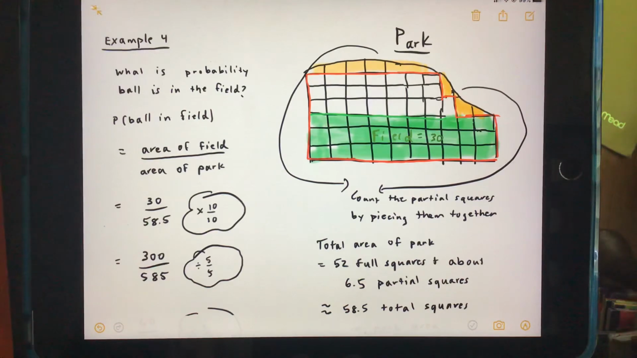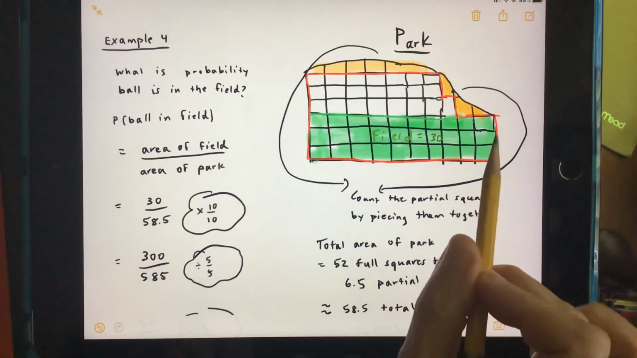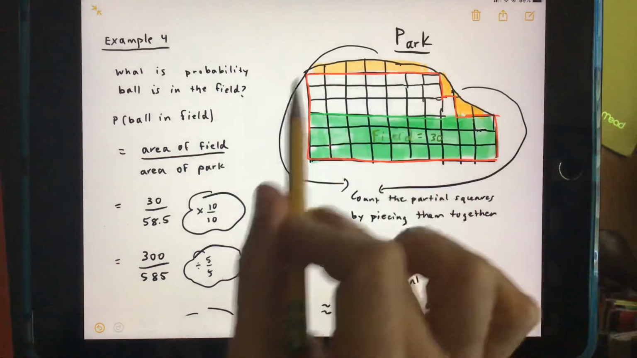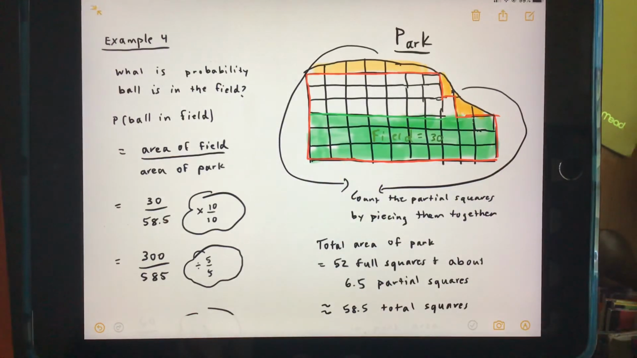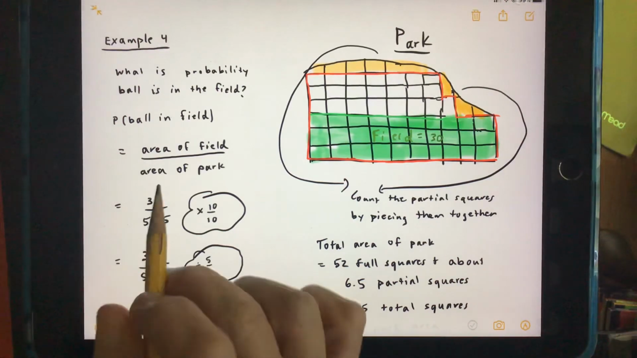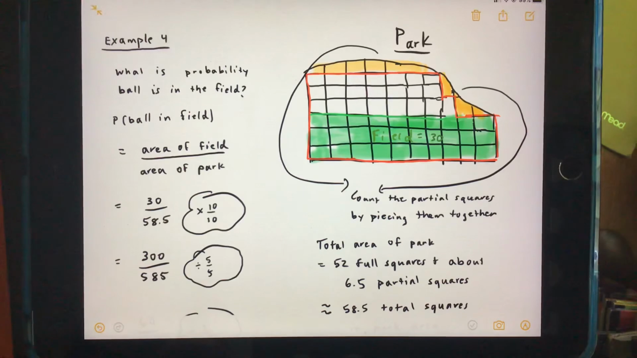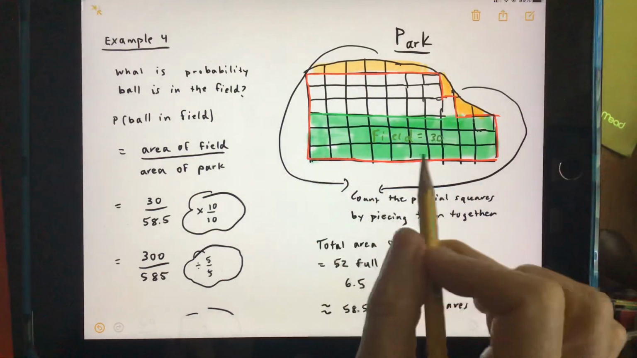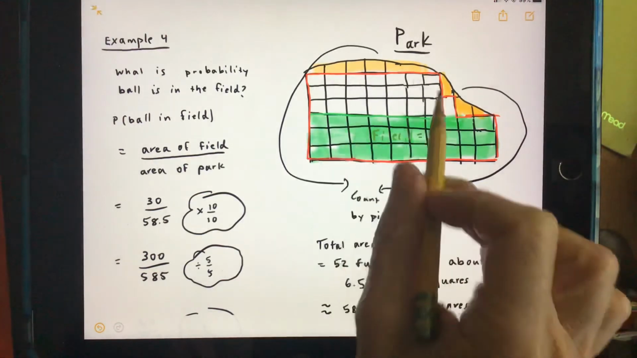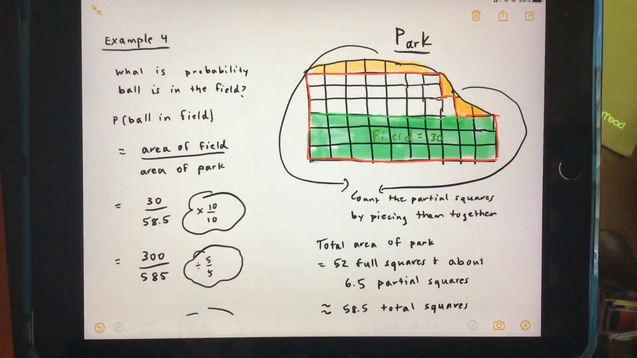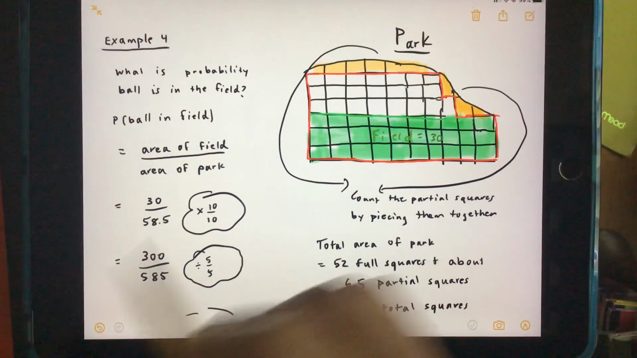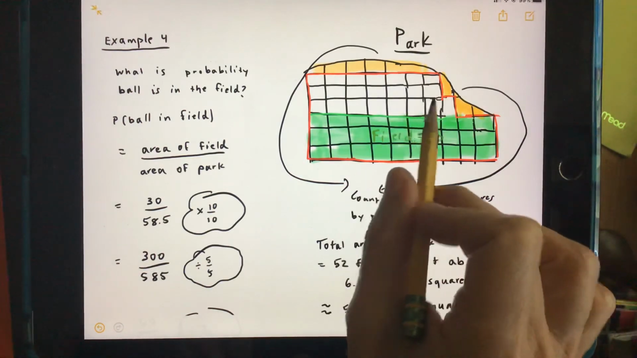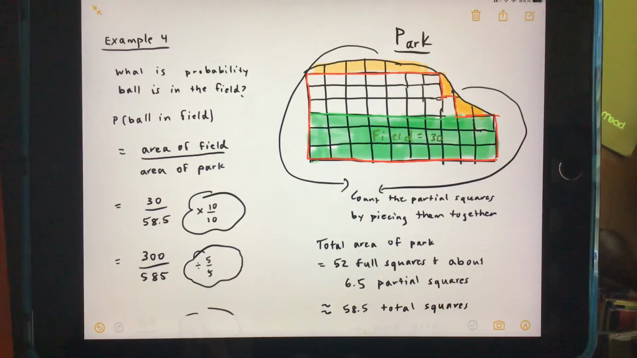but someplace, we would have to know not only the number of squares for the field, 30, but the total number of squares in the park. Unfortunately, the park is not a rectangle, and we're going to have some squares that are only partial. So to figure out the total area of the park, since we need the area of the field over the area of the park, we count all the field, 30, plus all the squares that we can see that are complete. And we can see there are 52 complete squares. That's 30 plus 8, 38, plus 14 more, which will get you up to 52 full squares.